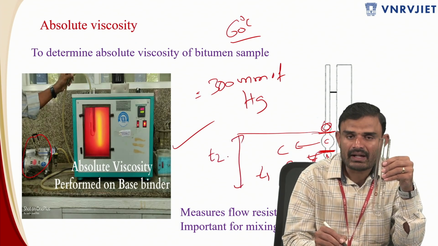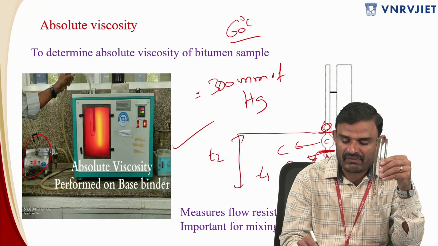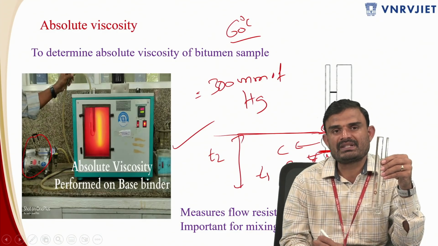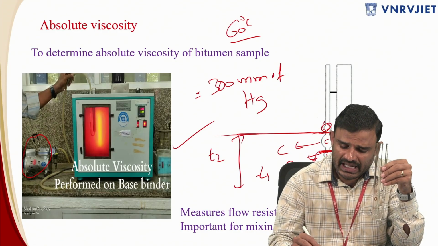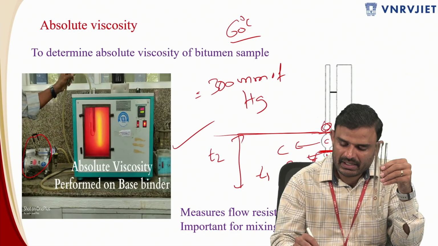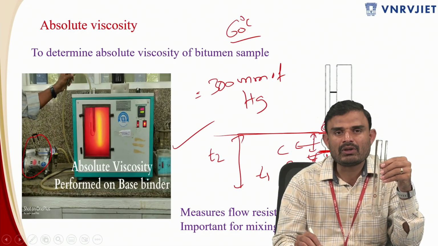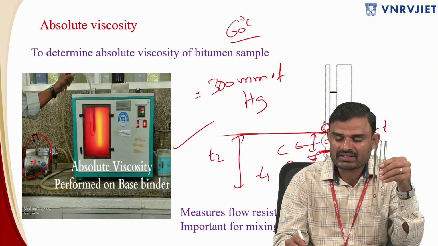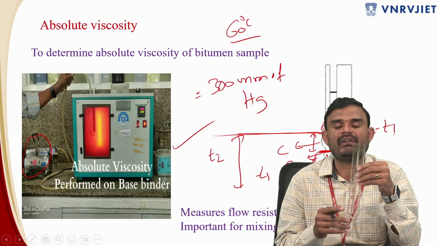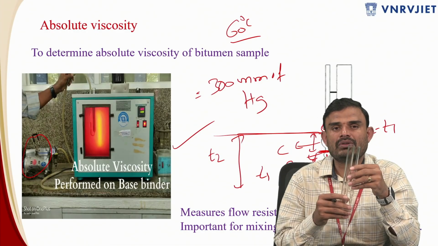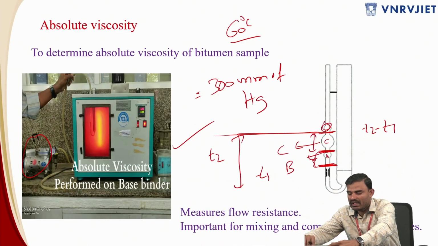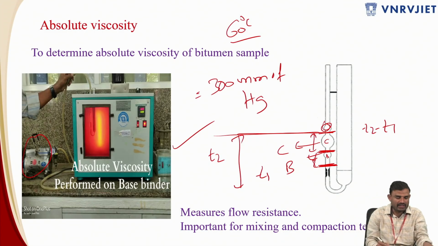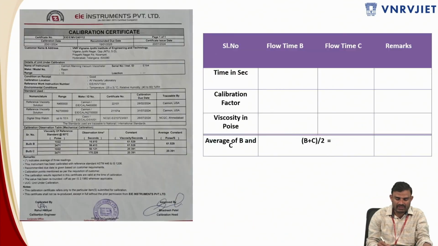So the time taken by the bitumen to travel from the bottom of the bulb B to the top of the bulb C. And basically, if you want to get the time taken by the bitumen to travel only the bulb C, it is nothing but T2 minus T1. So that is how you are going to get the value of the time taken by the bitumen to travel through the portion of bulb C. Once you get these times, then it becomes very easy to find out the viscosity of the bitumen.